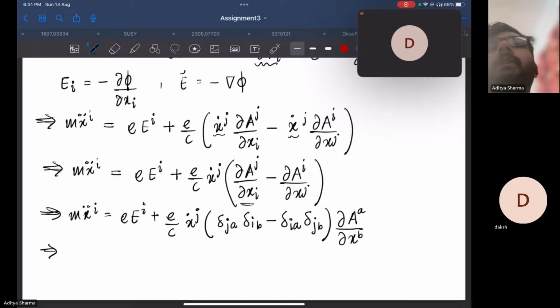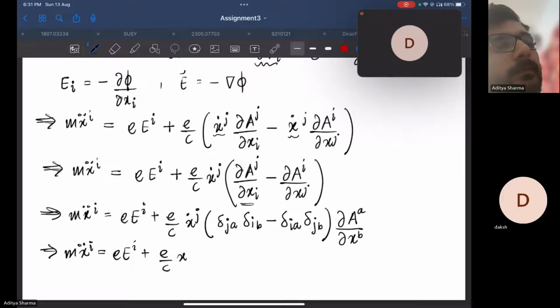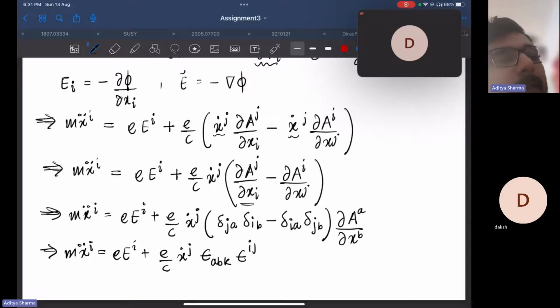Now this thing can be written as, this is the trick. This thing is nothing but epsilon. I'll introduce a new variable here: epsilon A, B, K, epsilon I, J, K.